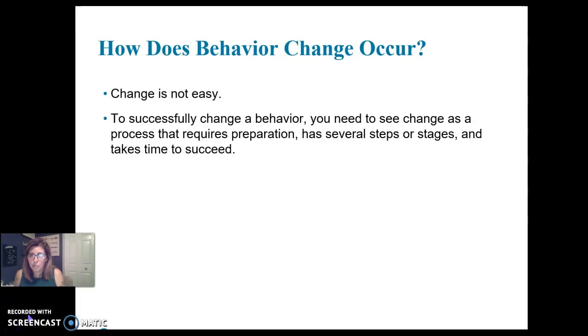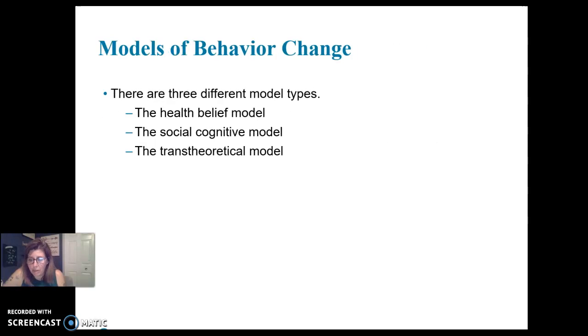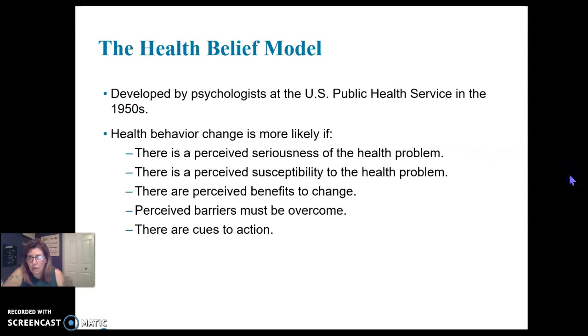So how do we create behavior change? Well, it's not always super easy, but we need to see it as a process that requires preparation and has several steps and takes some time to succeed. So we're going to be working on behavior change over the course of the semester. So how does behavior change happen? Well, over the years, social scientists and public health researchers have developed a variety of models to illustrate how individual behavior change occurs. The health belief model says they believe that health behavior change is more likely if there's a perceived seriousness of a health problem, susceptibility to a health problem, perceived benefits to change, perceived barriers that must be overcome, and there are cues to action.